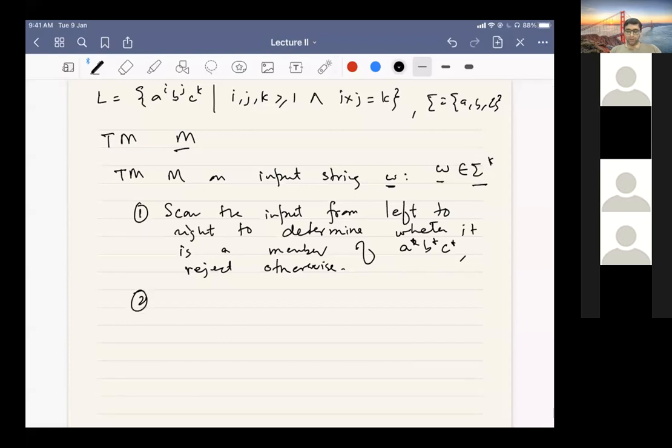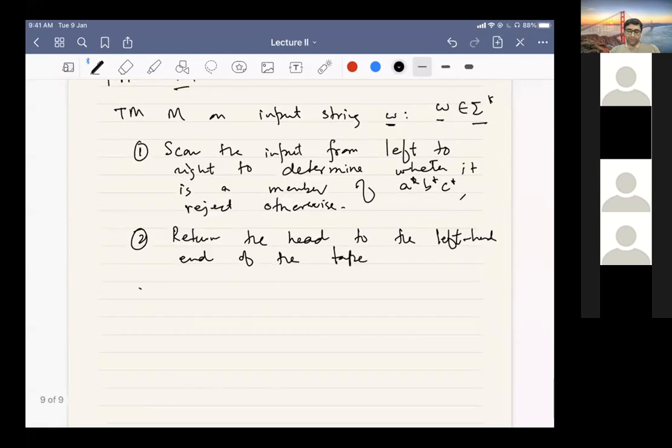Step number two, once we are done, return the head to the left. Once we are sure that the string is in the proper format, just return the head to the first position. And how can we return the head to the first position? Whatever position you are at, whatever you read, A's, B's, C's, just ignore them and keep going to the left till it is the end of the string. This is the beginning of the string. Once it is the beginning of the string, then the head will point to the first symbol. Now what's step number three?